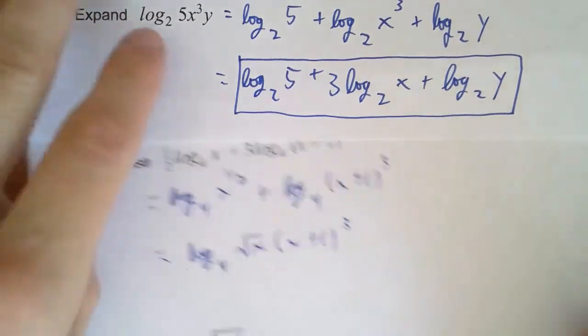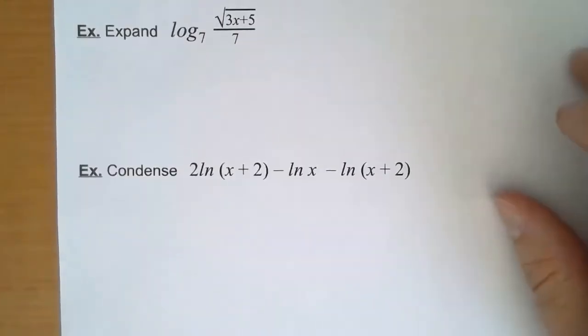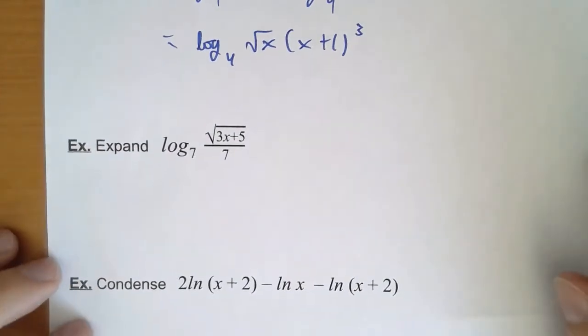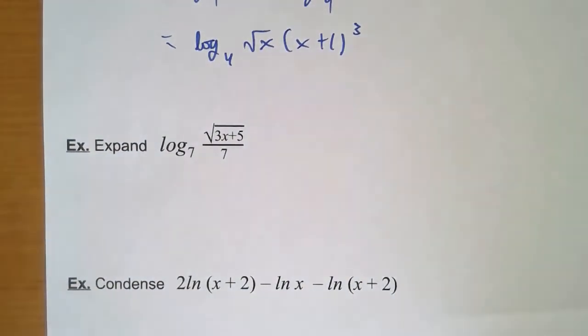Again, turning addition into multiplication. All right, so why don't you go ahead and try a couple of these problems now, expand and condense. Again, just going back and forth with the log properties, either splitting apart or putting it together. Go ahead and give those two problems a try.